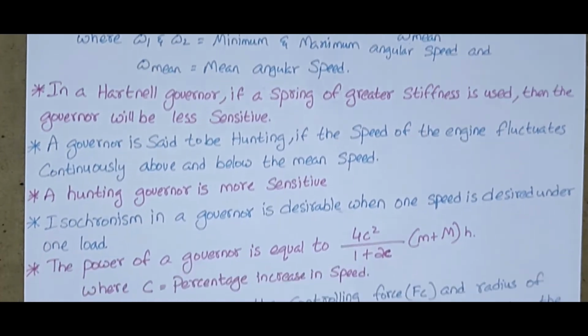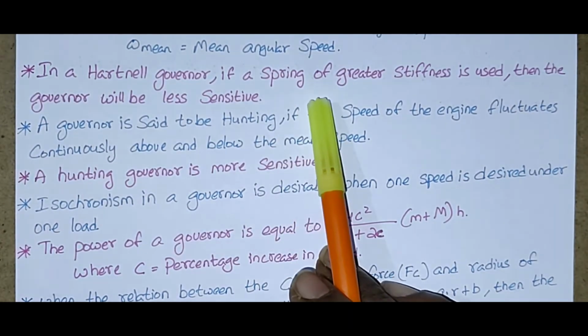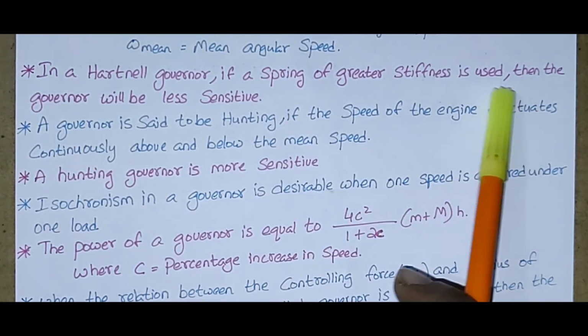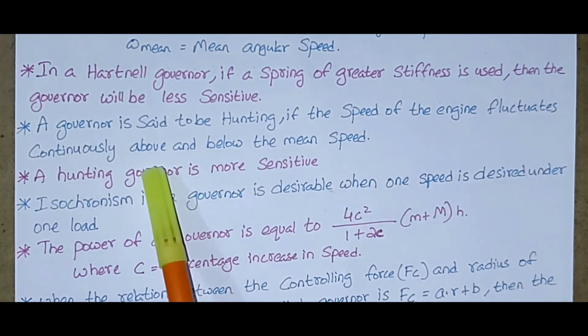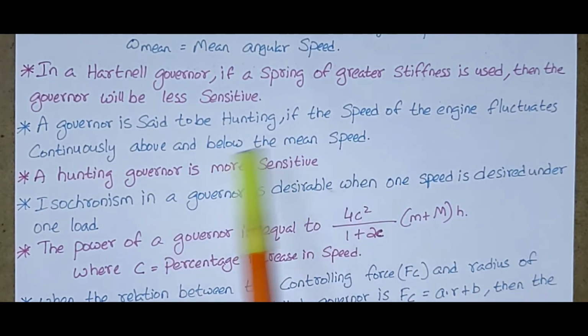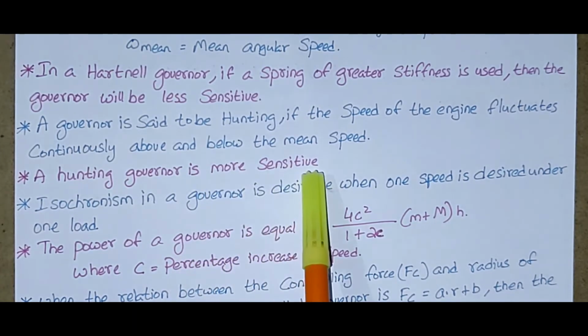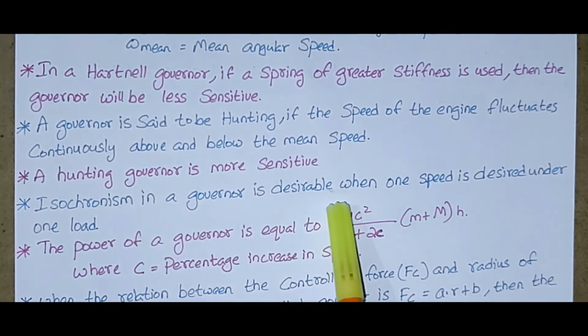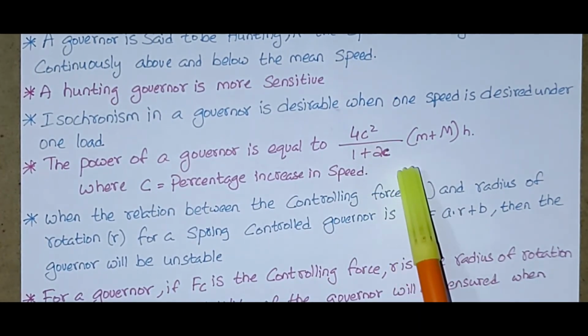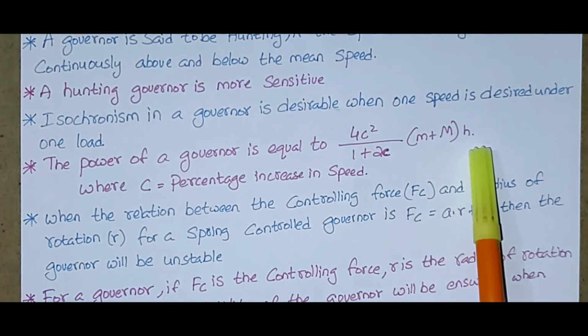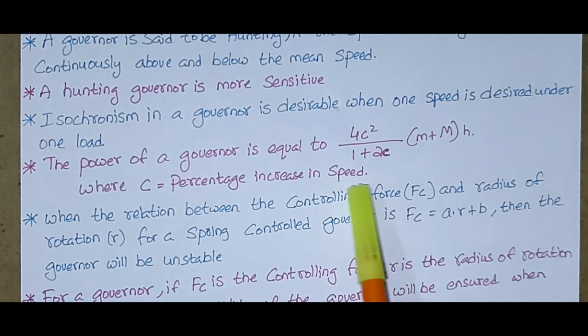Okay, next, in a Hartnell governor, if a spring of greater stiffness is used, then the governor will be less sensitive. A governor is said to be hunting if the speed of the engine fluctuates continuously above and below the mean speed. A hunting governor is more sensitive. Isochronism in a governor is desirable when one speed is desired under one load. The power of a governor is equal to 4c square by (1 plus 2c) into (m plus M) into h, where c is the percentage increase in speed.